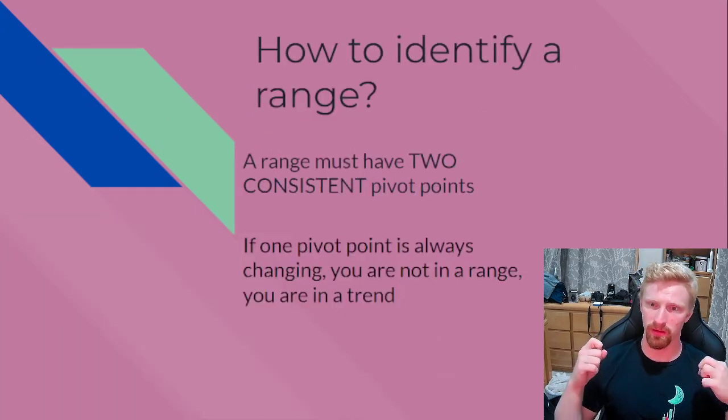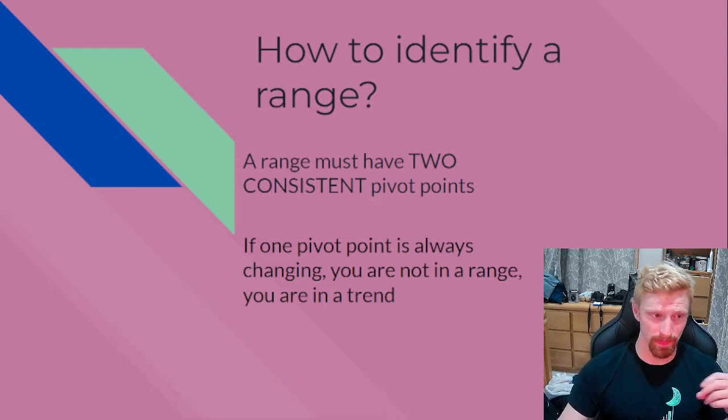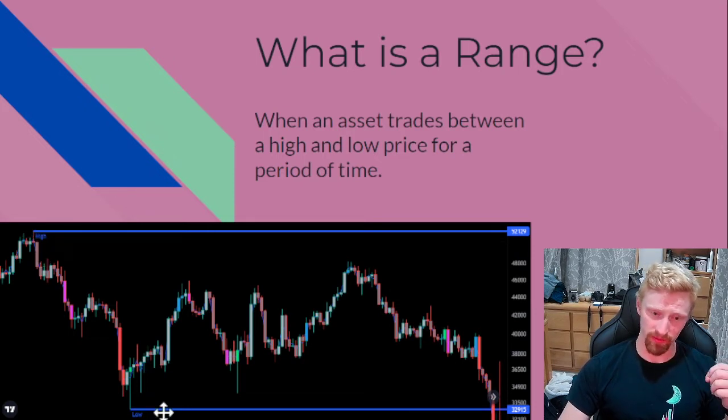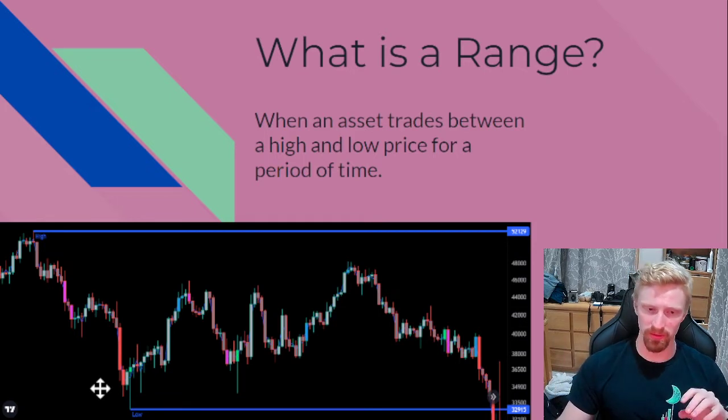So how do we correctly identify a range? A range must have two consistent pivot points. If one pivot point is always changing, you are not in a range, you are in a trend. So coming back to this example, we have two consistent pivot points. We have the range high and we have the range low right here. And we never move them until it breaks, but we'll deal with that once again later. But when you're in real time, you're ranging, you're in between the two pivot points and you're not changing them.